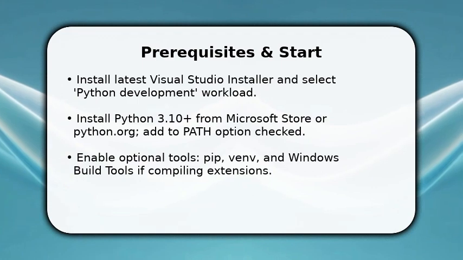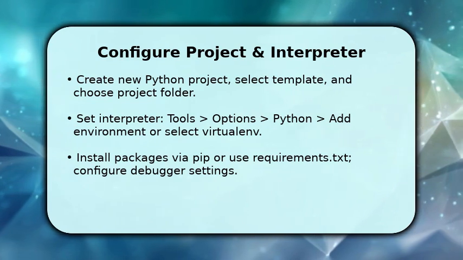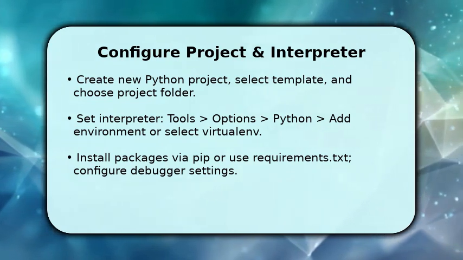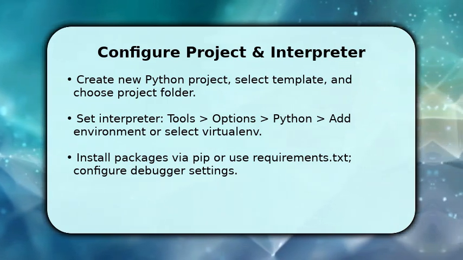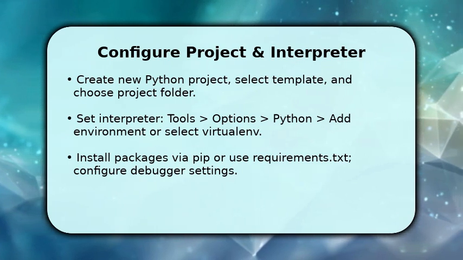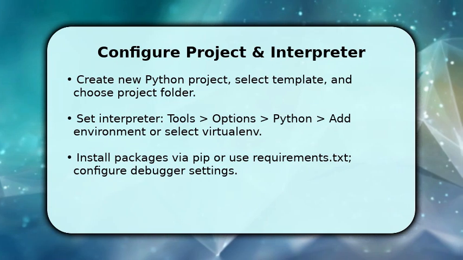Now you configure the project and pick an interpreter so code runs as expected. Create a new Python project, pick a template that matches your app, and place it in a clear folder. Then choose or add an interpreter. Either point Visual Studio to a system Python or create a virtualenv and select it.